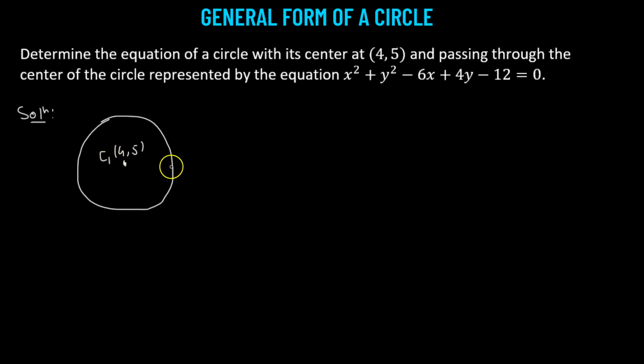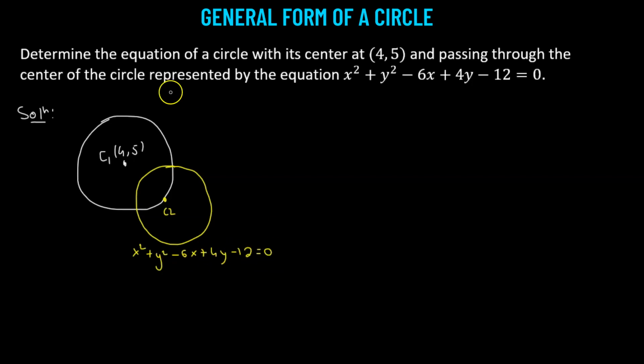Now, it's given here, there's a condition that this circle is also going to pass through another circle. So we have another circle such that this yellow circle has a center at C2, and the circle with center C1 passes through the center of the circle with center C2. And we have the equation of the yellow circle, so that's x squared plus y squared minus 6x plus 4y minus 12 equals 0.